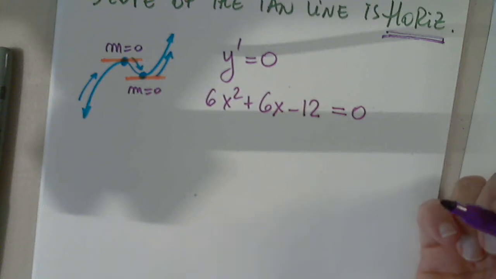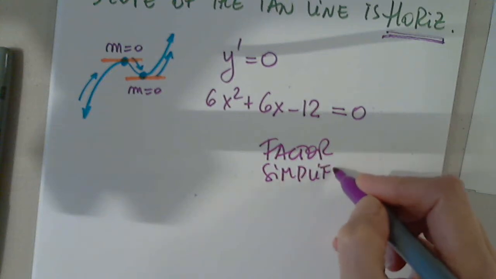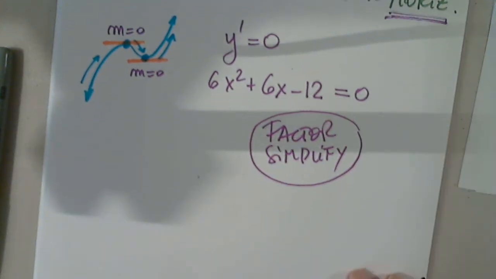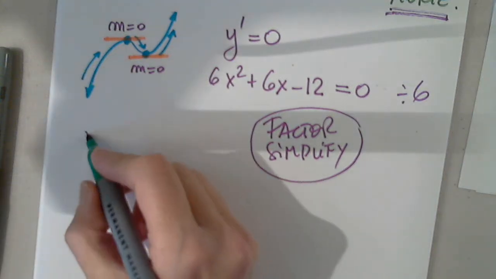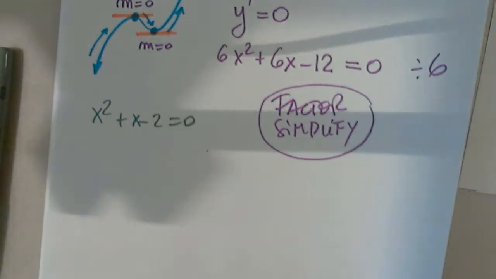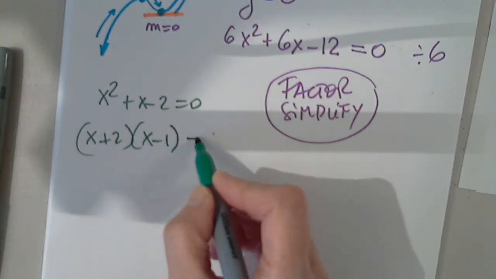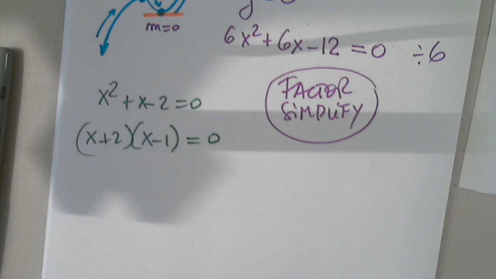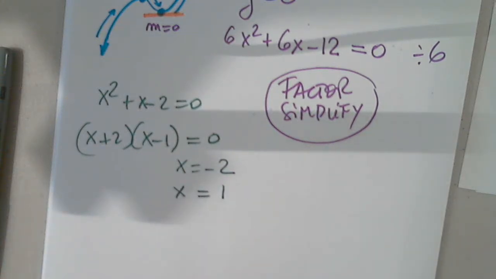I mentioned this, but allow me to mention it again. Factor and simplify should always be in the back of our minds. Of course, I'm going to divide by 6 to make the equation as simple as possible. And when I do that, I get x squared plus x minus 2. If I can remember how to factor, or if it takes more than 30 seconds, I will use the quadratic formula. But in this case, it's not a problem. I factored x squared plus x minus 2 as x plus 2 times x minus 1. Of course, we get two solutions, negative 2 and positive 1.